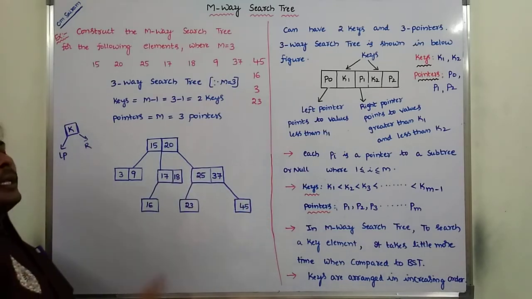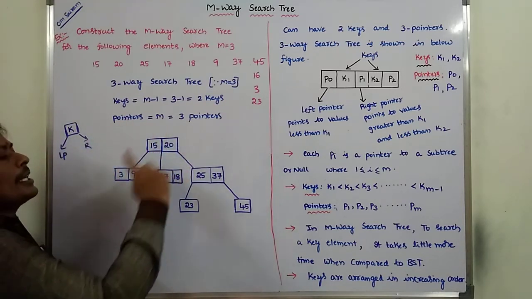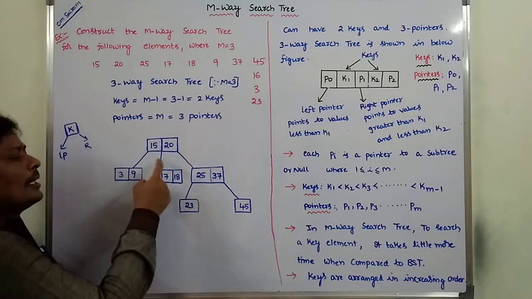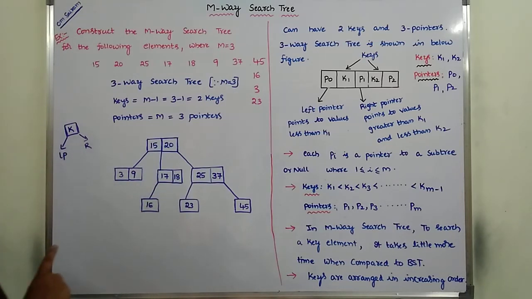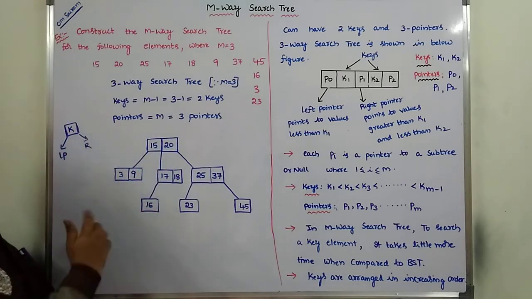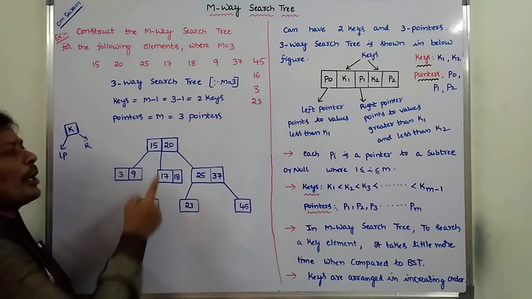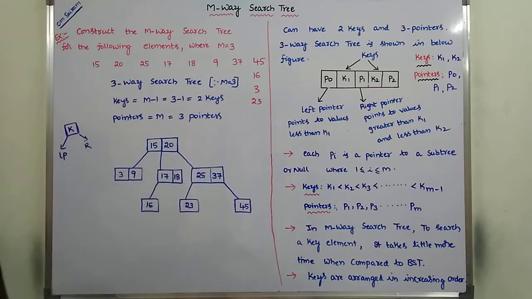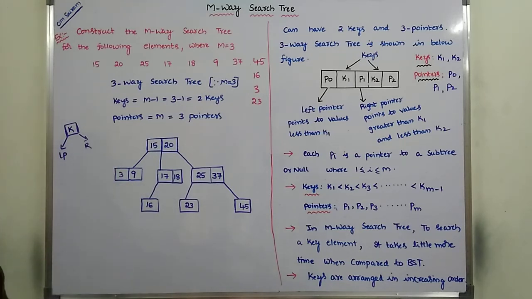So this is a three-way search tree. It contains two key elements in each and every node. This node contains two key elements, this node contains two key elements, this node contains two key elements. But this node contains one key element. If it is possible, we can add another key element. Each and every node has 3 pointers. This line represents the left pointer, this line represents the middle pointer, this line represents the right pointer. So this is the three-way search tree.